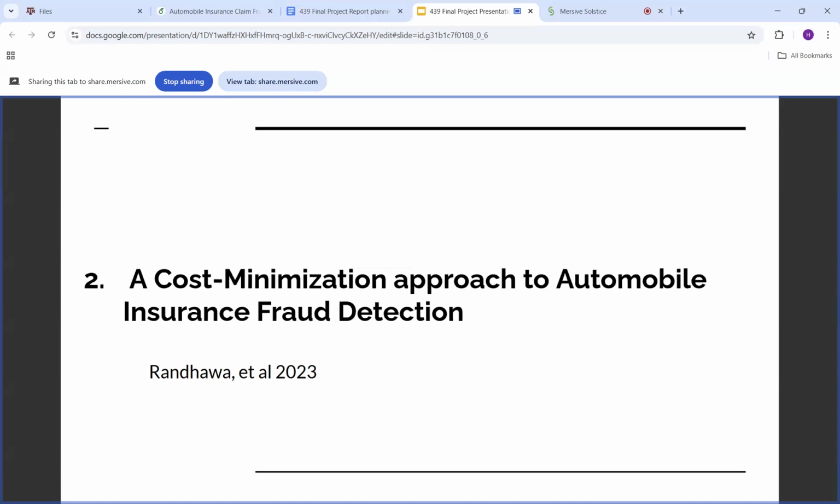The second paper we're going to talk about is a cost minimization approach to automobile insurance fraud detection by Randhawa et al., 2023. And this paper focuses on logistic regression machine learning algorithms for classification.